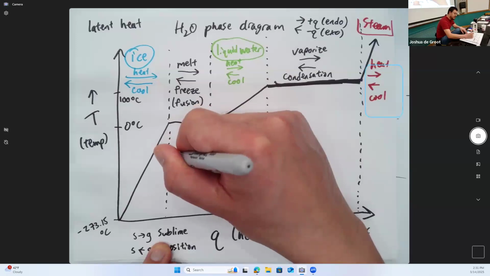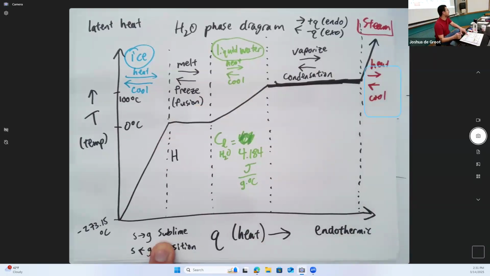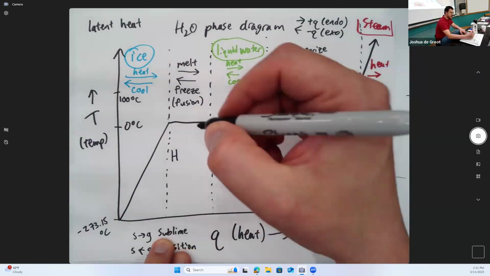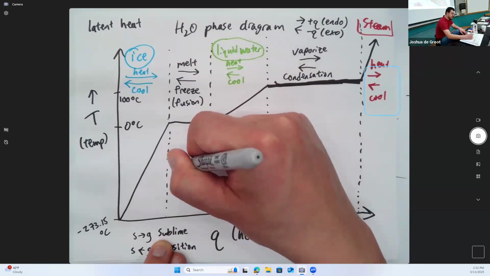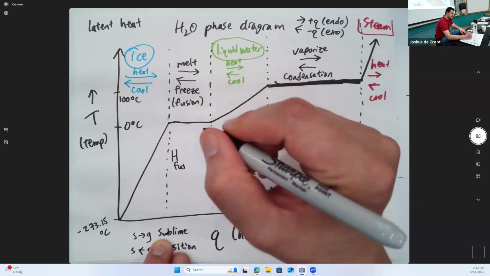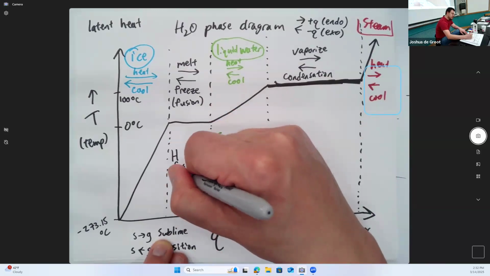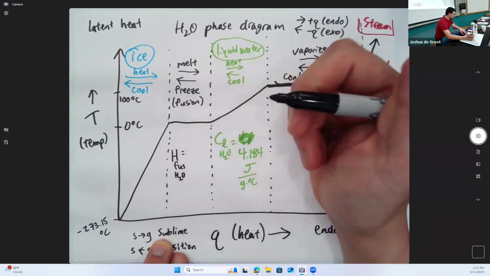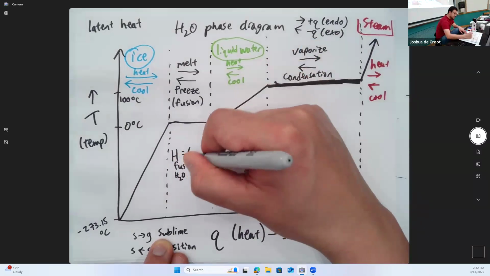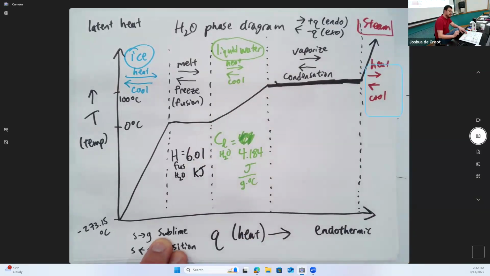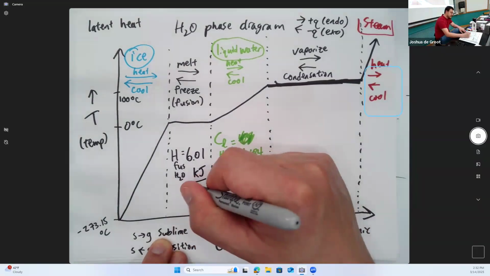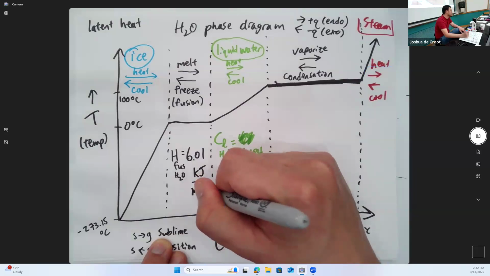The value we need is not a C, but it's called an H. You're going to see when we do the math today why it's an H and not a C. H is going to be for the phase changes. This is called an H of fusion, F-U-S. The H fusion of water, H2O, is 6.01 kilojoules. So not joules, but kilojoules. And that's going to be per mole, M-O-L.